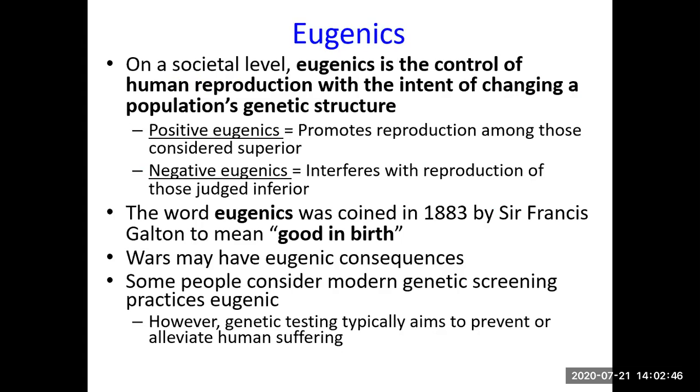Eugenics. Eugenics means control of human reproduction with the intent of changing a population's genetic structure. That means intentionally choosing features, kind of like genetically modified human beings, the way we are modifying plants, the way dog breeds are made. Positive eugenics promotes reproduction among those considered superior. Negative eugenics interferes with the reproduction of those judged inferior.